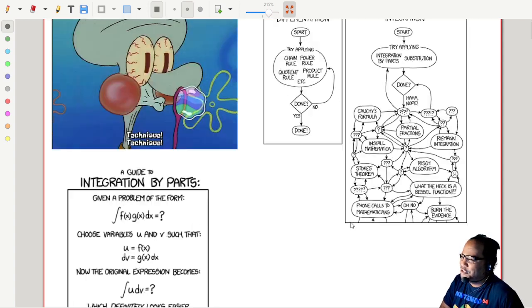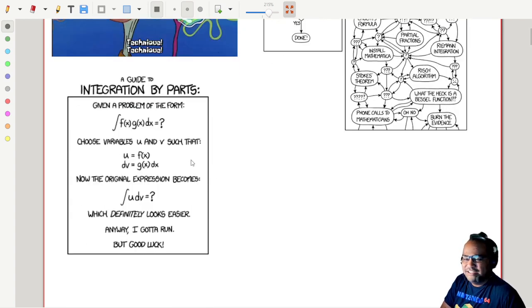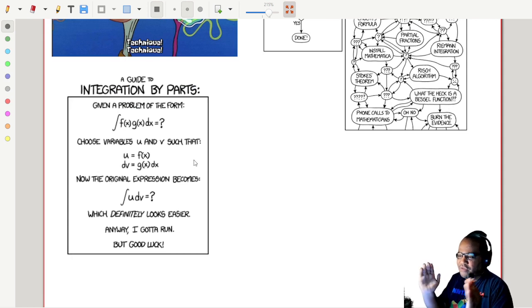So, what is integration by parts? This comic from XKCD does sum it up a little bit. So you have an integral to perform. You're integrating f of x, g of x, dx. So you have a product, and you're going to select some variables so that u is, say, f, and v is such that dv is g of x dx.